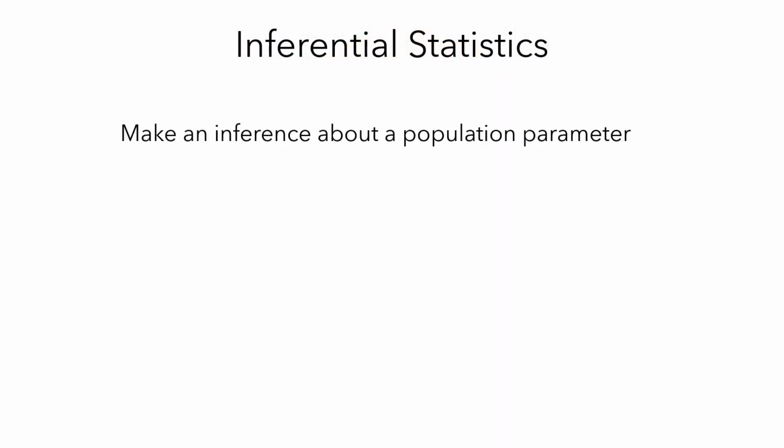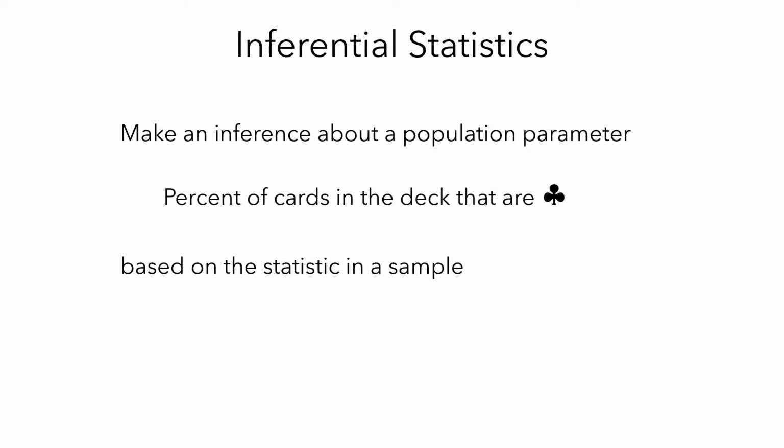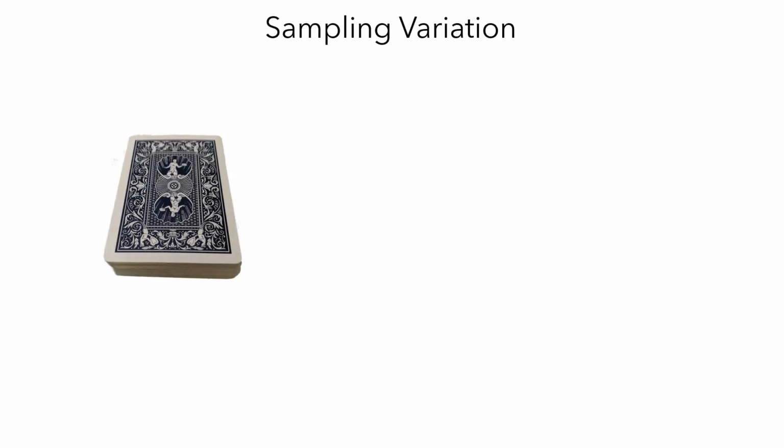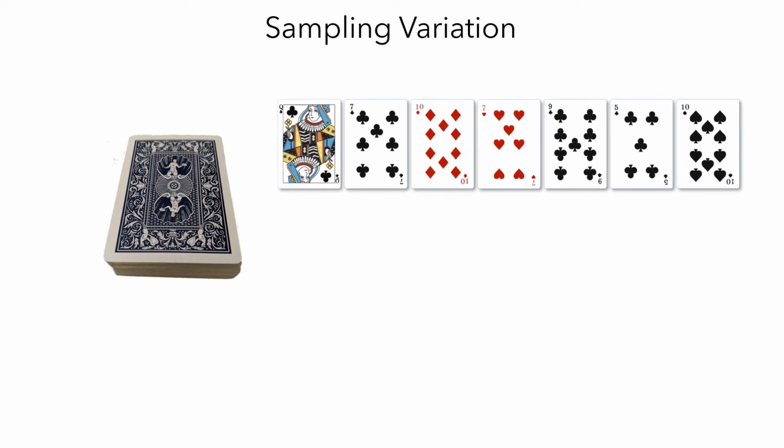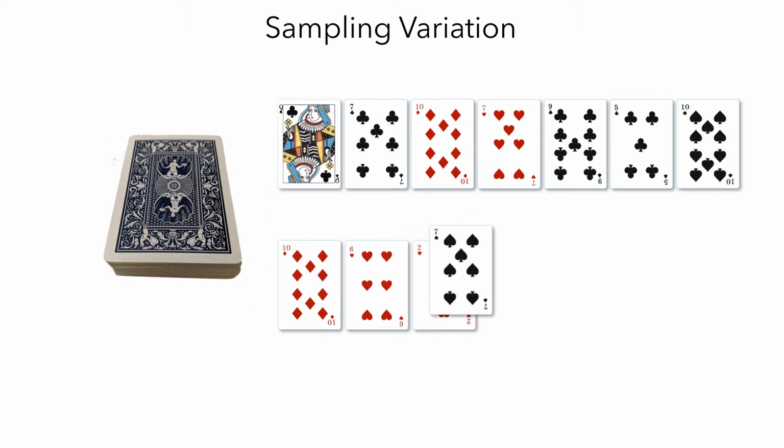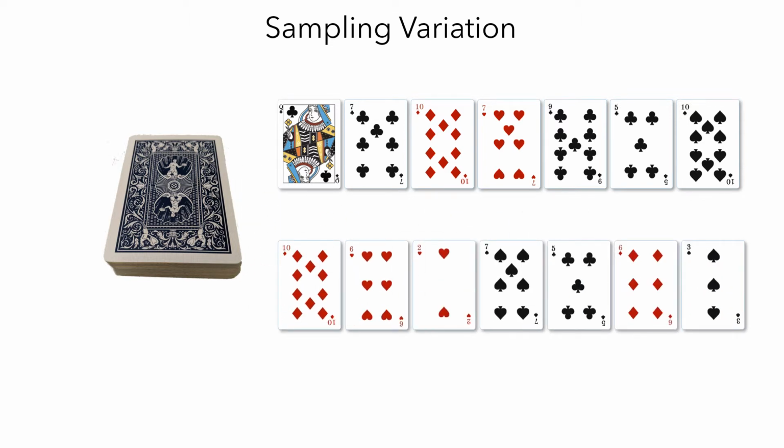In inferential statistics, our goal is to make an inference about a population parameter based on the statistic in a sample. In this case, the parameter you're thinking about is the percent of cards in the deck that are clubs. The issue is that there is sampling variation. That is, if we used one deck of cards and dealt one set of 7 cards, and then dealt another set of 7 cards, then each set would tend to have different numbers of clubs.